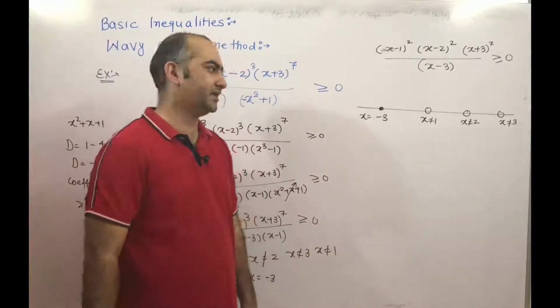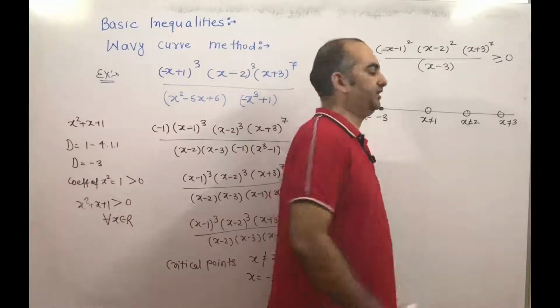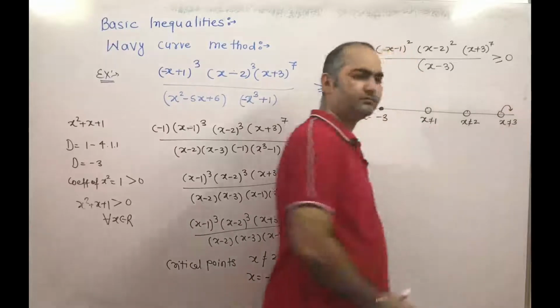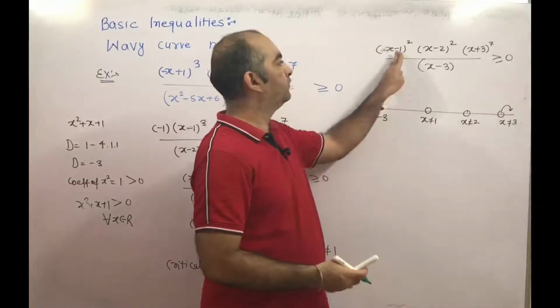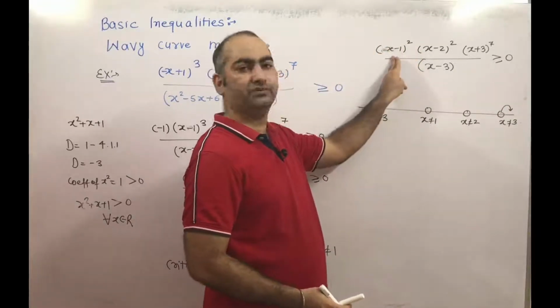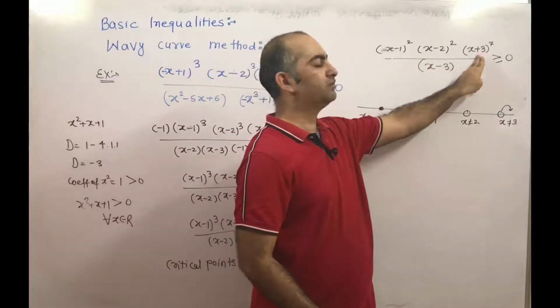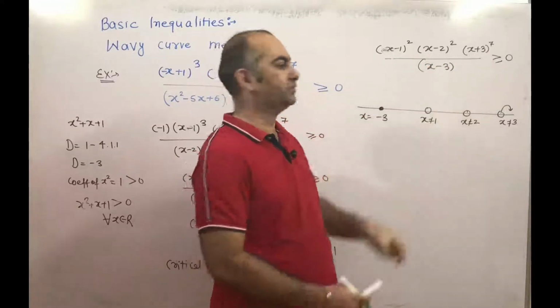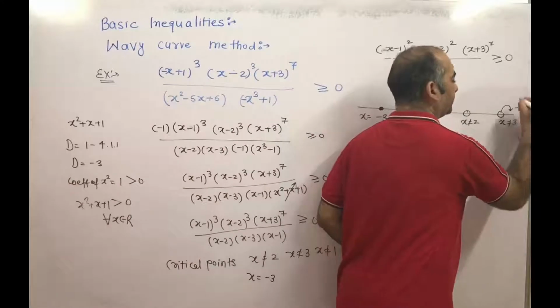Now one by one we start. If you take any value greater than 3, suppose you take 4. So 4 minus 1 whole square is always positive, this is also positive, this is also positive, and this is also positive. So what will come here? Positive. So here we can write positive.